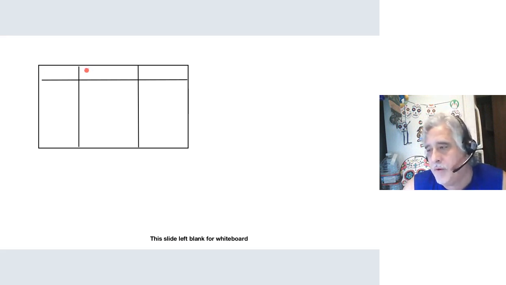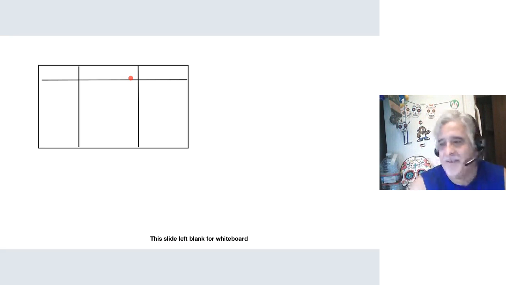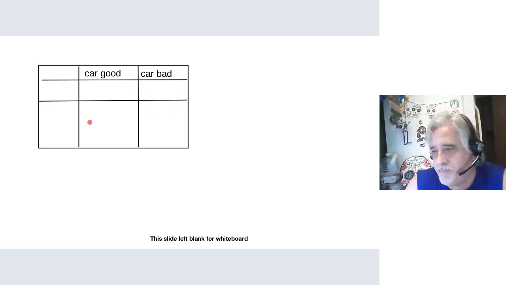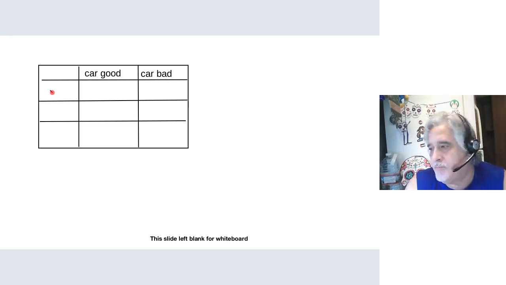I'm just going to put here, car is good. If you don't make that little thing big enough, it wraps. Car bad. Only two things are going to happen. So this is X, probability of X. Now they give us the probabilities there. So let's start with those.